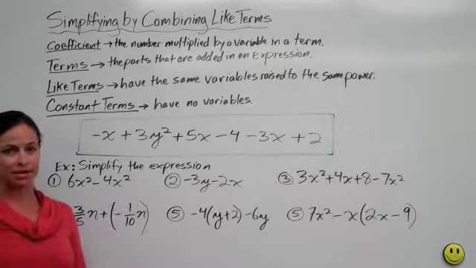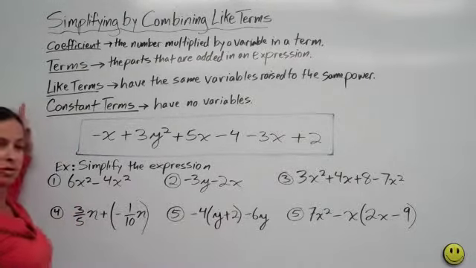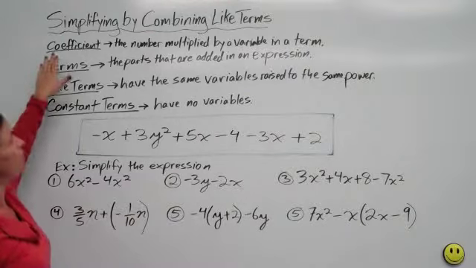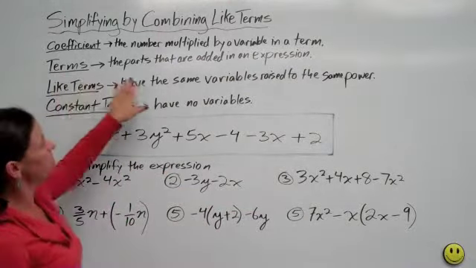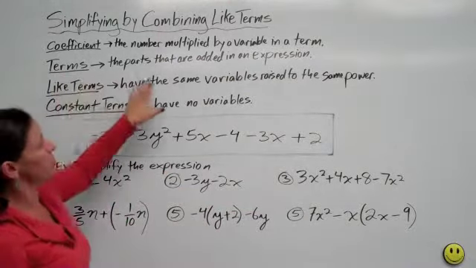Simplifying by combining like terms, we've got 4 vocab words we need to know. Coefficient, the number multiplied by a variable. Terms, the parts that are added in an expression. Like terms, they have the same variables raised to the same power. And constant term, it is the term that is not a variable. Please push pause and record those all now.